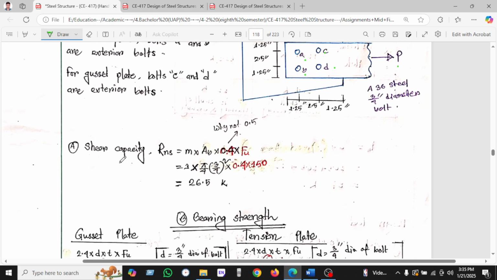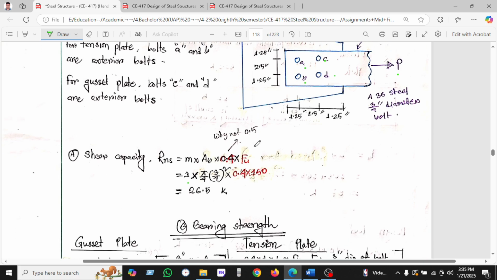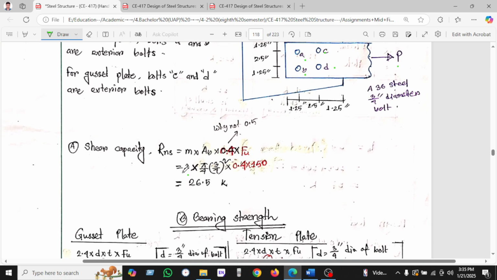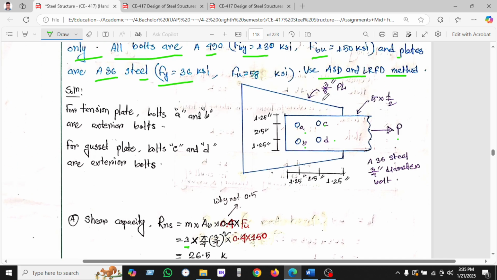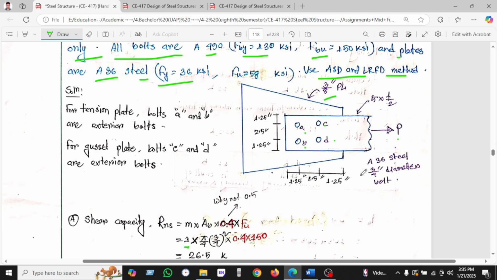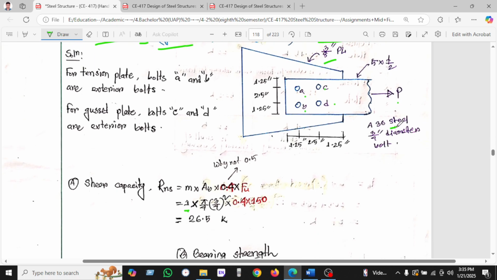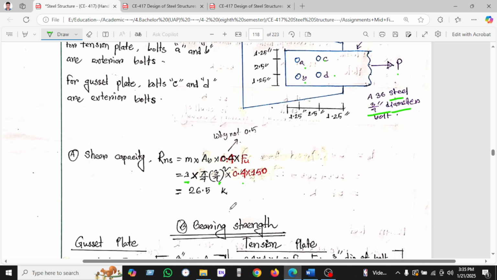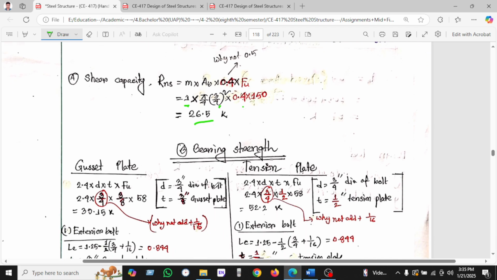So shearing capacity Rn equal to Fnv into Ab, with Fnv equal to 0.4 Fu. Okay, since it is a single shear joint, we are using Ab equal to the area, pi by 4 into d square. We have been given the diameter of the bolt, 3 by 4, that's why pi by 4 into d square, and found 26.5.